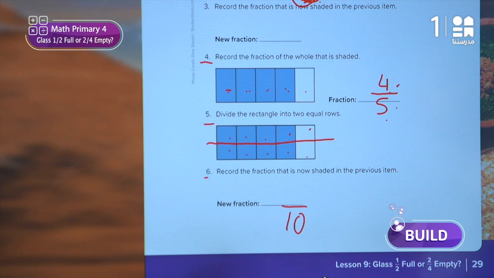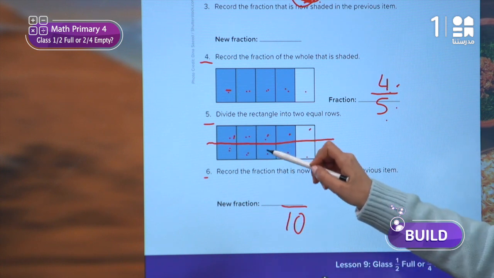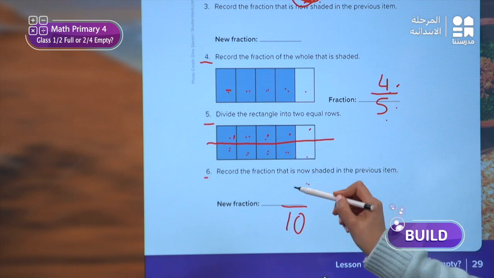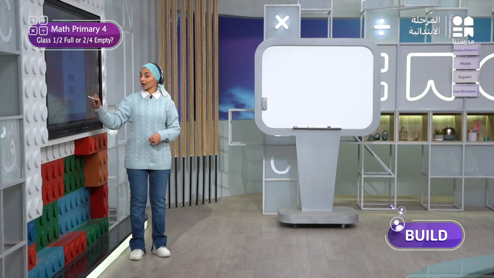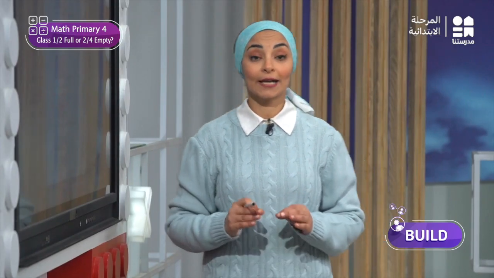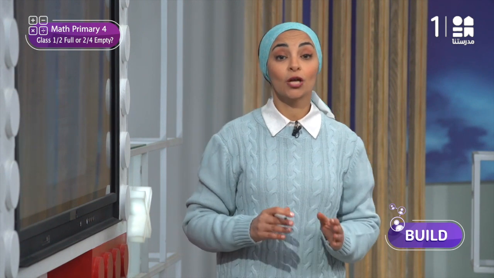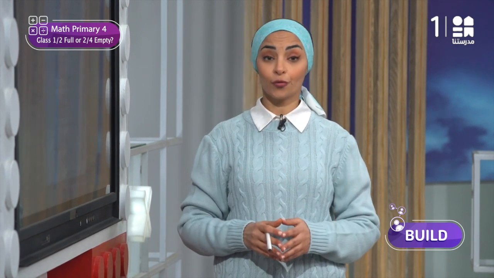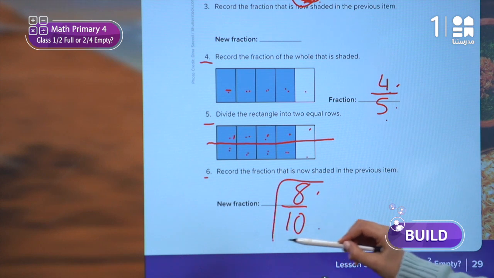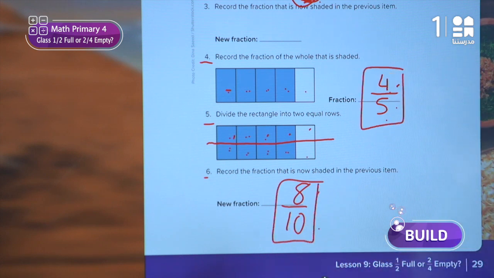And what about the numerator? How many shaded parts? 1, 2, 3, 4, 5, 6, 7 and 8. So my numerator is 8. My fraction is 8 over 10. The fraction 8 over 10 that I wrote is an equivalent fraction to the same one in problem 4. It means 8 over 10 is the same as 4 over 5.